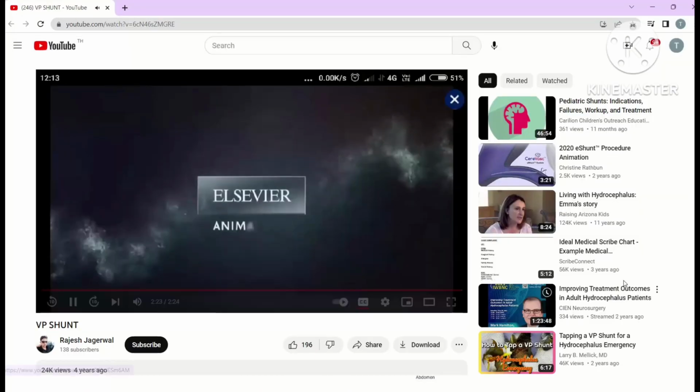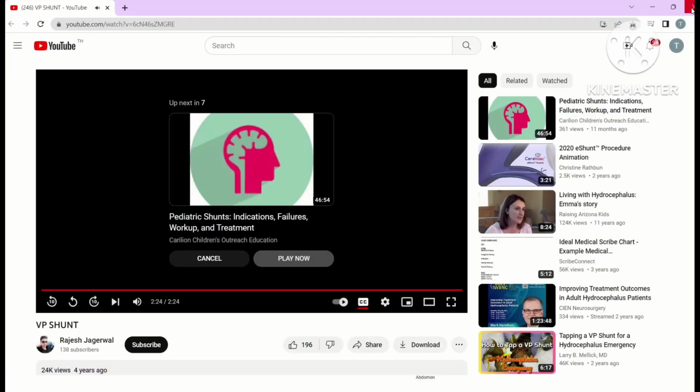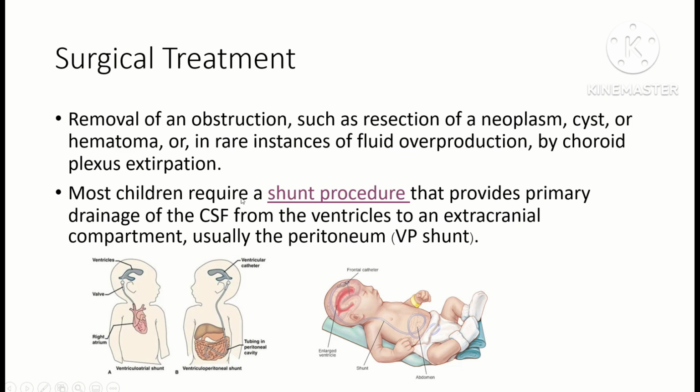Thank you very much for the clip. Okay, this is how the shunt procedure is done. The shunt starts in the ventricle, goes behind the ear, and goes to the stomach, or peritoneum. Okay.